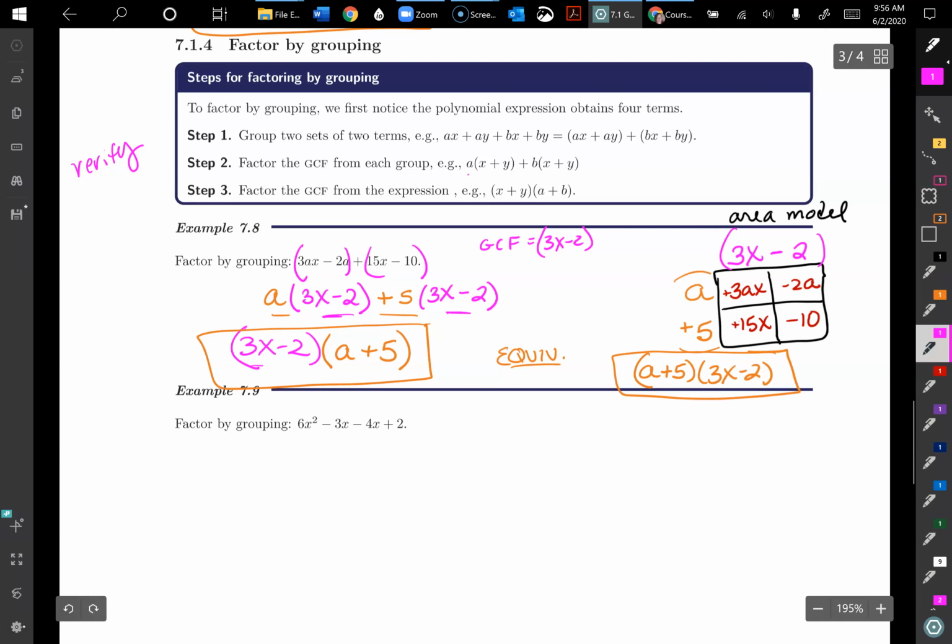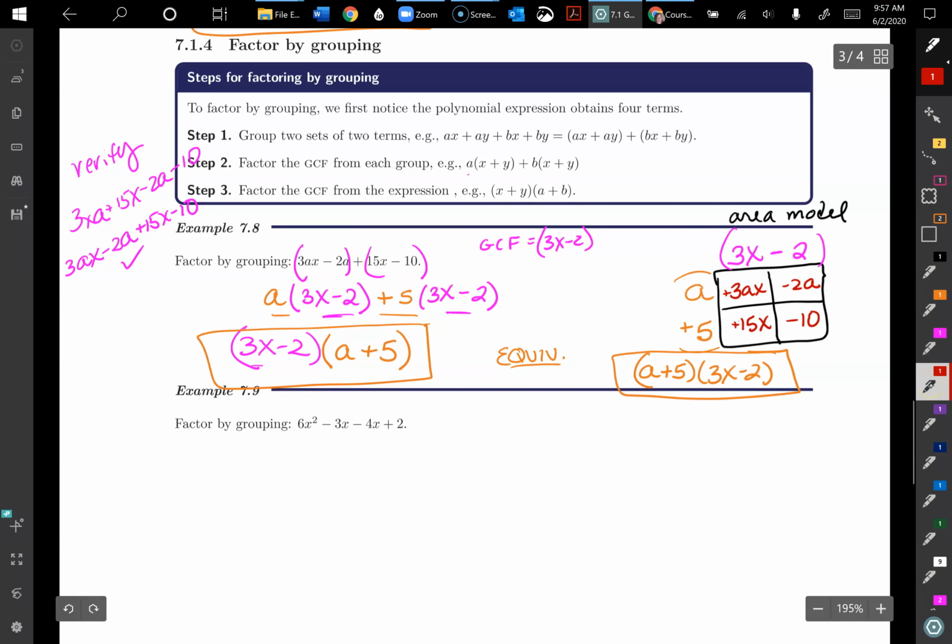You would just do 3x times a would be 3xa. You would have 3x times 5 would be 15x. And you would have negative 2a. And you would have negative 10. And yes, if I just reordered things, xa is the same as ax minus 2a. It's commutative as long as I take the sign with it. That's okay. Plus the 15x minus 10. And that is the same as what I started with.